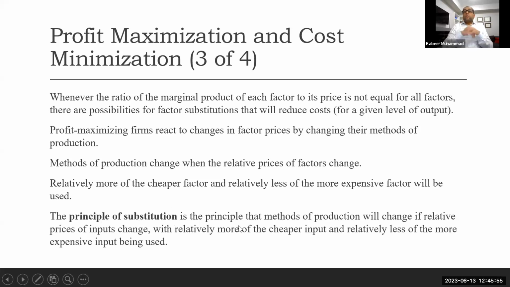We can also see this from a historical perspective. In the beginning of the last century, most of the jobs were done by humans, because human labor was not expensive. Now, as production starts increasing, we face shortages of labor. So we start using more capital, or more machines. This is the way that we can explain the law of substitution, or the principle of substitution.